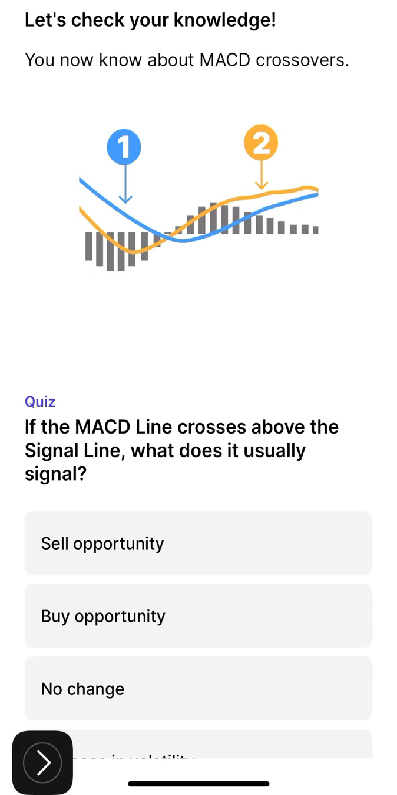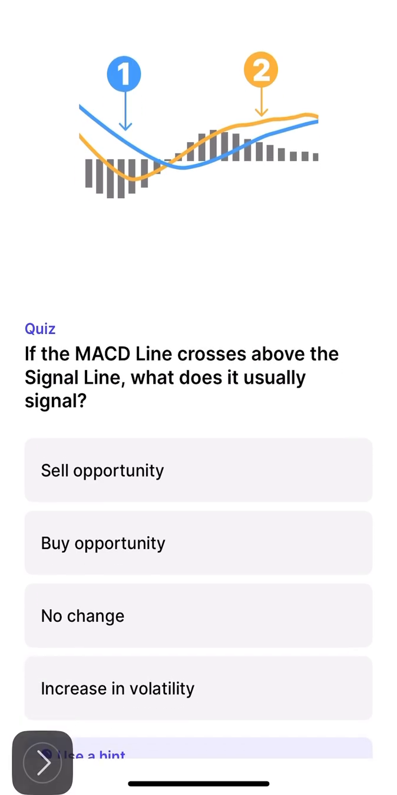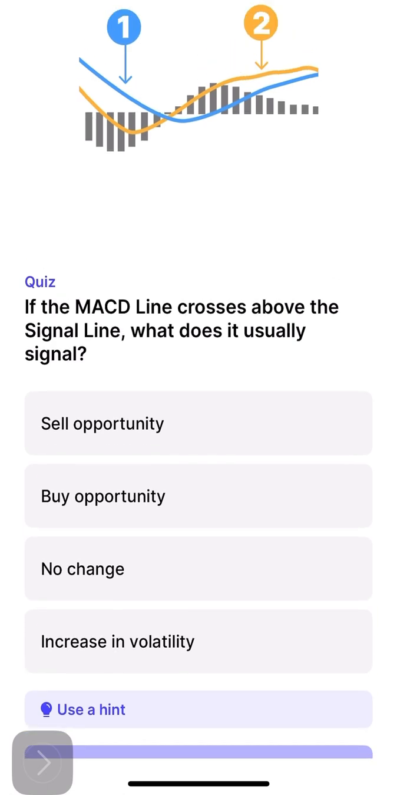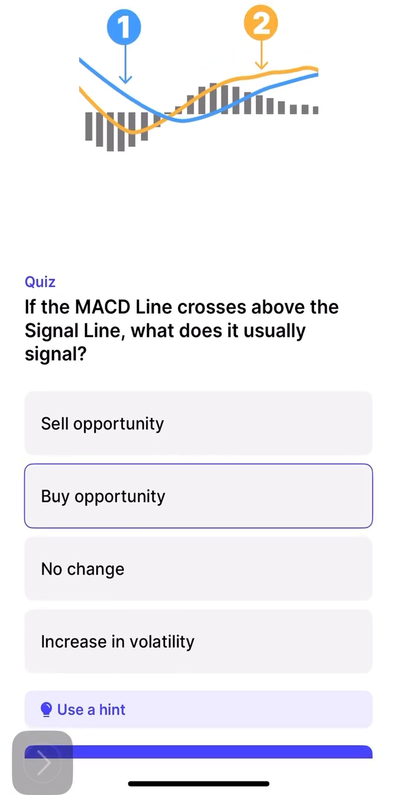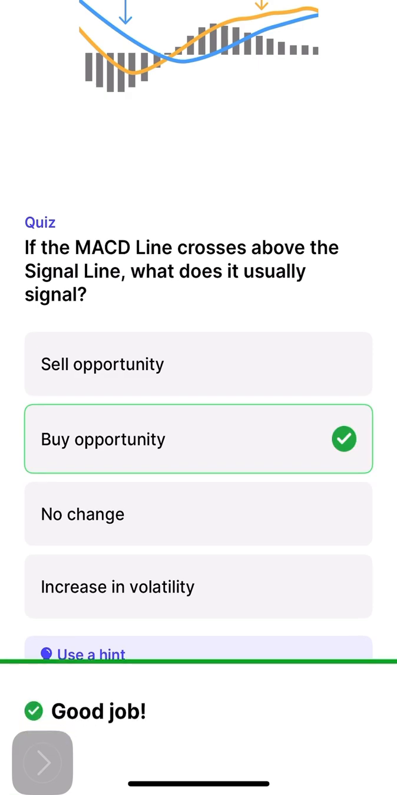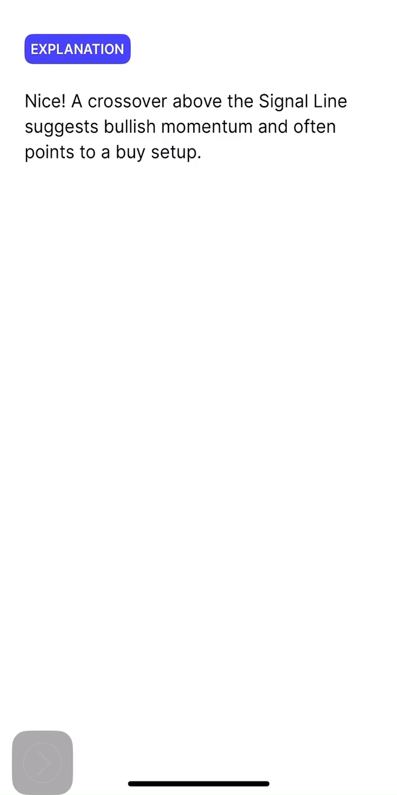Let's check your knowledge. You now know about MACD crossovers. Quiz. If the MACD line crosses above the signal line, what does it usually signal? Explanation. Nice. A crossover above the signal line suggests bullish momentum and often points to a buy setup.